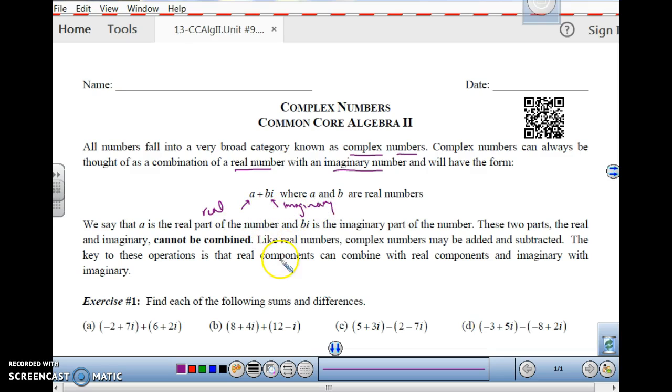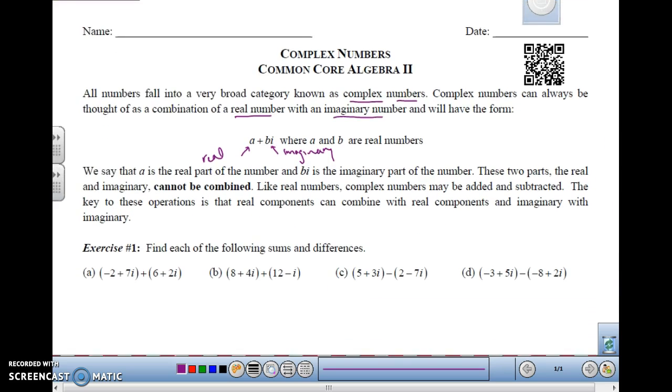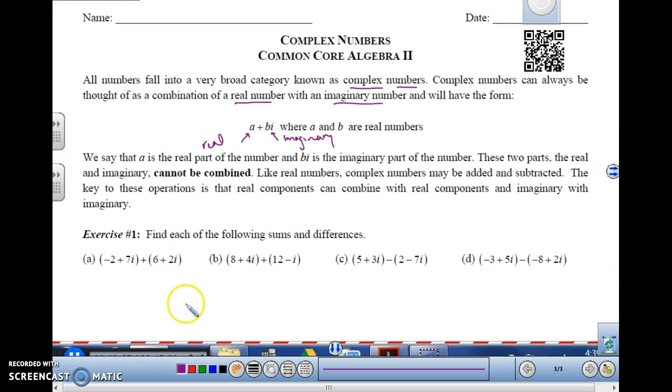So you can't combine these. It's like saying 6 plus 3x. You can't combine those because they're not common terms. You have to make sure that you add real to real and imaginary to imaginary when you're doing these. So the key to these operations is that real components combine with real components and imaginary with imaginary. So it's just like working with variables. Think of the i as a variable because it kind of is. You want to add the real numbers together and you want to add the imaginary numbers together.